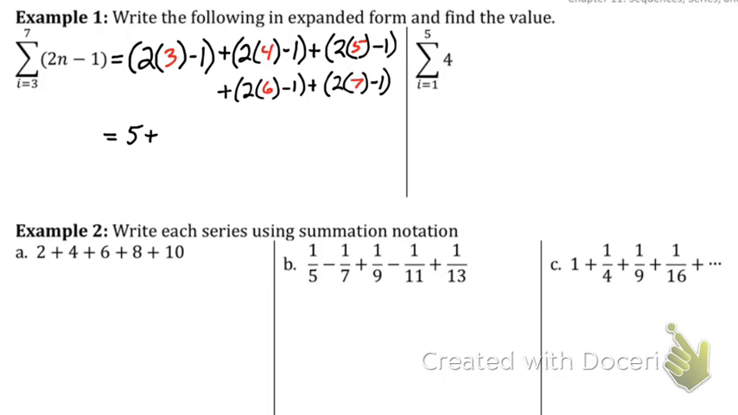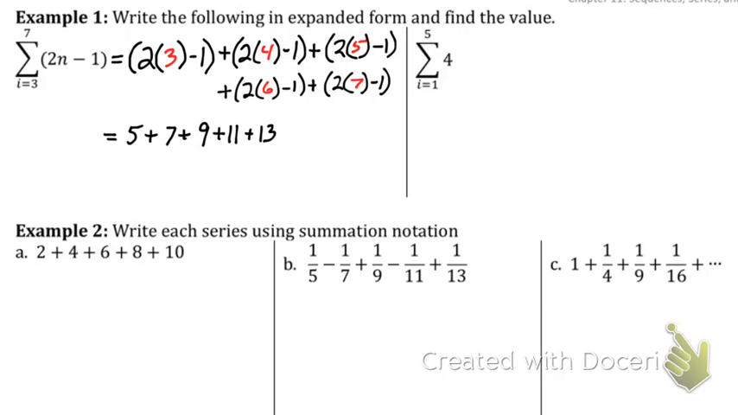Plus 2 times 4 minus 1 is 7. 2 times 5 minus 1 is 9. And I'm going to notice that we're just adding 2 to each of these. 5 to 7 is 2. 7 to 9 is 2. So my next one is probably 11. And my last one's going to be 13.